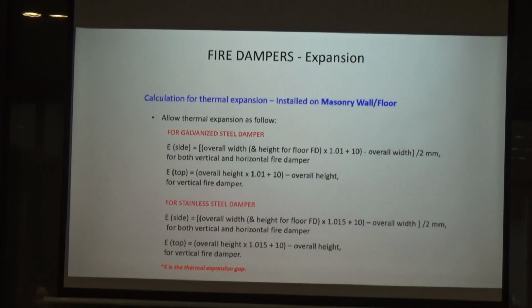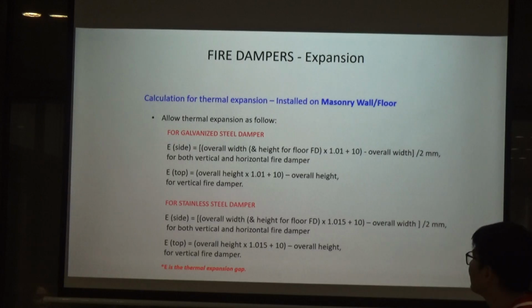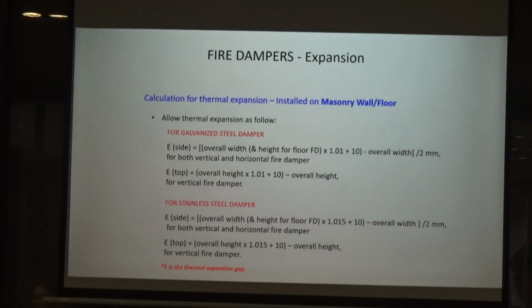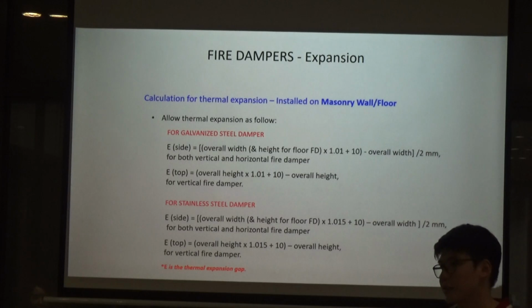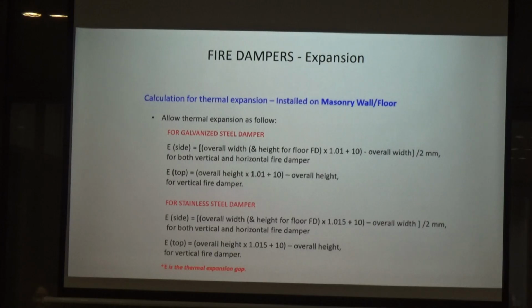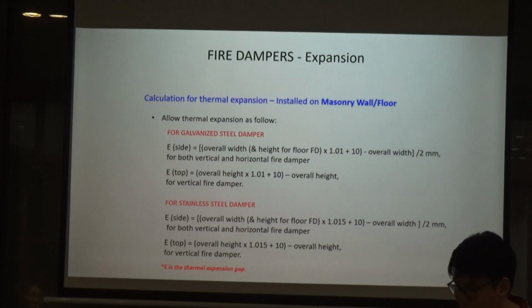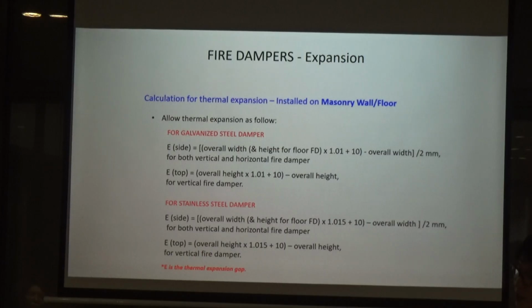Understand, right? Overall width means overall width, and overall height means what? The nominal size. You can just take it as the nominal size, not the actual size. Not necessarily. You can just take it as nominal.